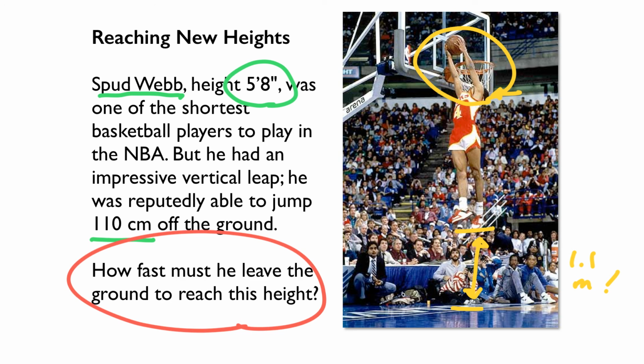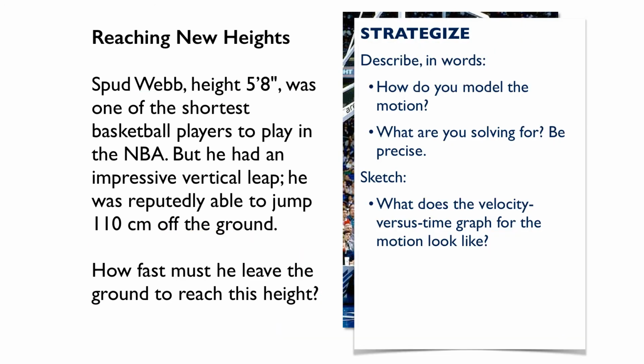Okay? Now, we're going to solve this problem the way we do. Our first step is to strategize. How do we model the motion? Okay? And then, what are we solving for? And then we're going to sketch the velocity versus time graph for the motion. Okay, that's a lot more strategizing than we might typically do, but this is the first free fall problem we're doing, so I want to make sure we do it right. So let's take a look.